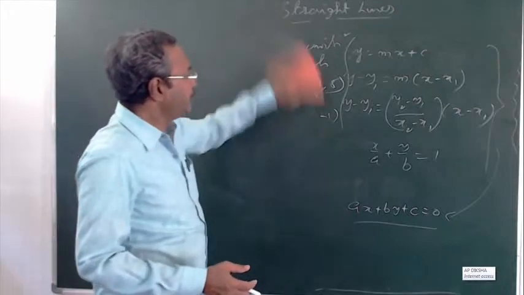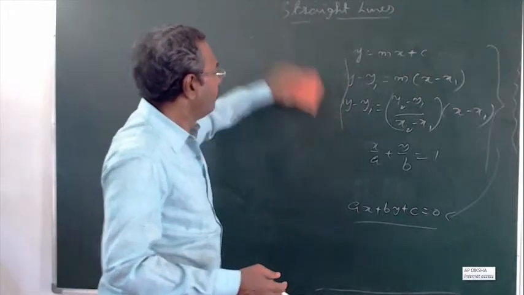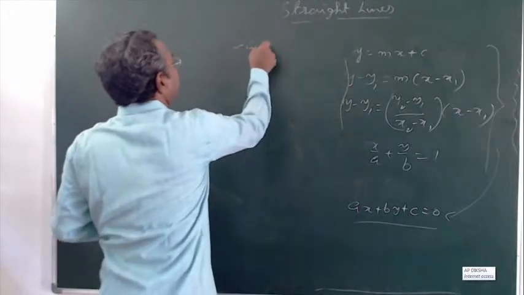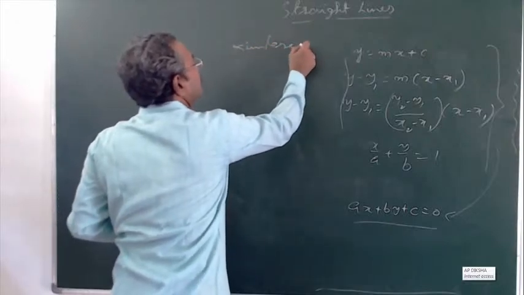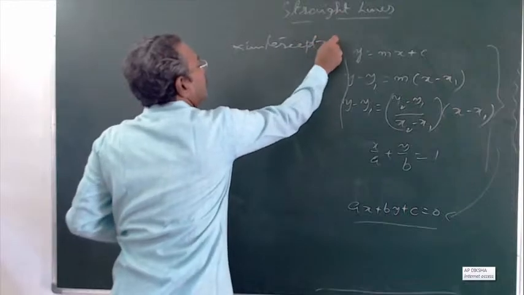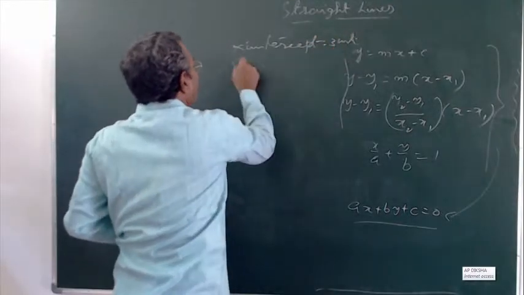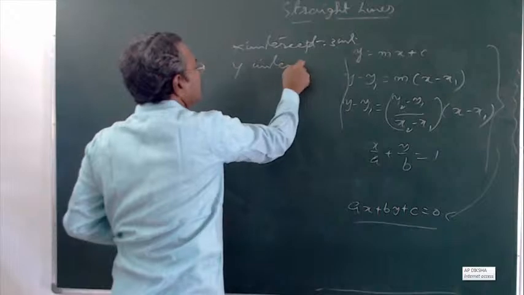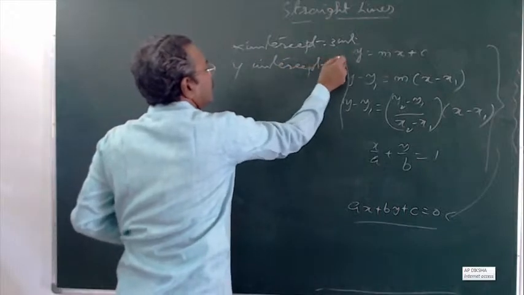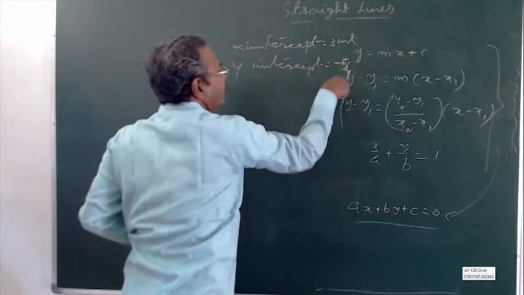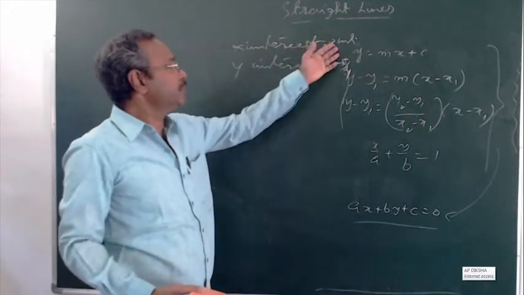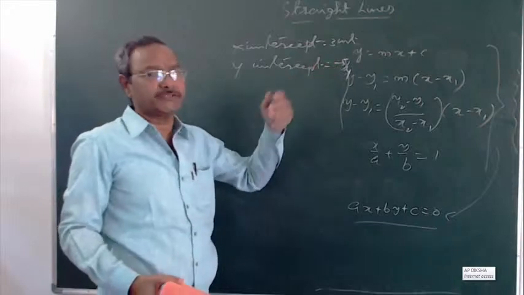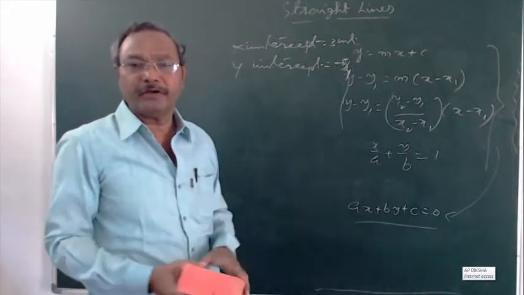Suppose you are asked to find the equation of the straight line whose x-intercept is 3 units and y-intercept is minus 5 by 4 units. You are asked to find the equation of the straight line with the x-intercept as 3 units and y-intercept as minus 5 by 4 units. What should be the equation?